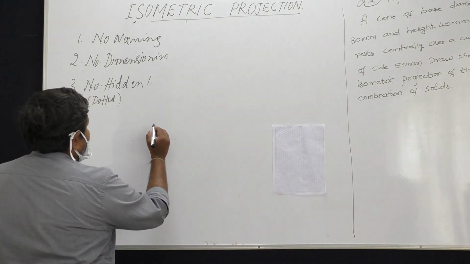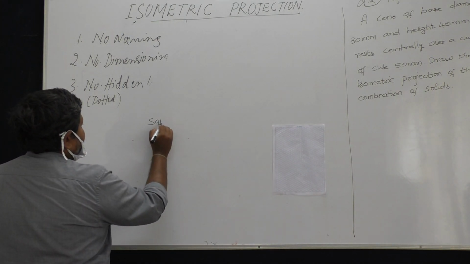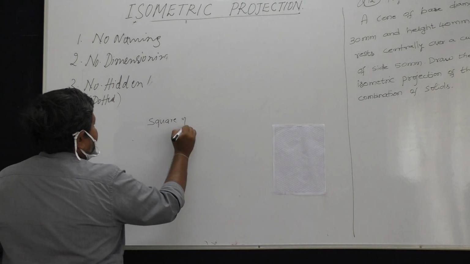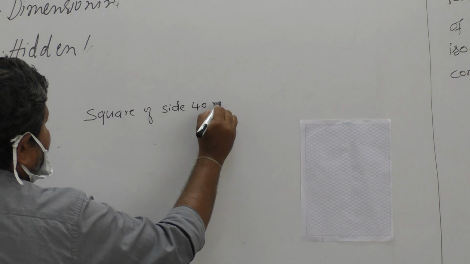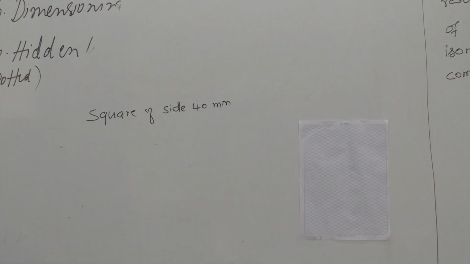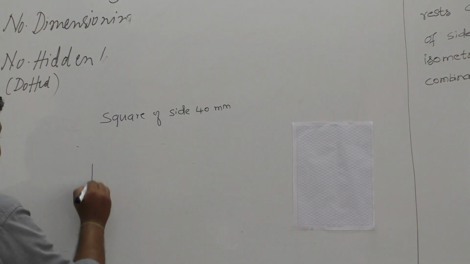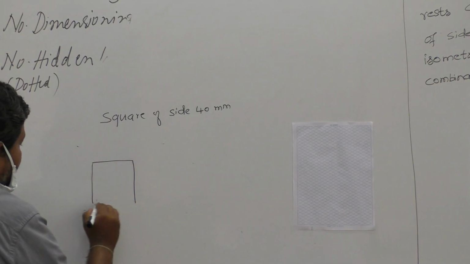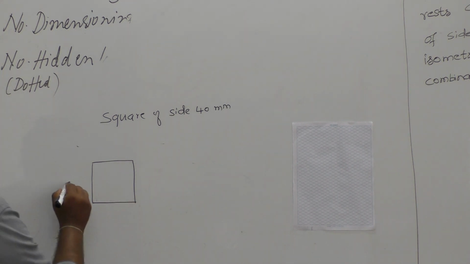Suppose I want to draw the isometric projection of a square of side 40 millimeters. Whatever the given figure, first we have to construct it in the orthographic projection. So this is the top view of the square of side 40 millimeters.